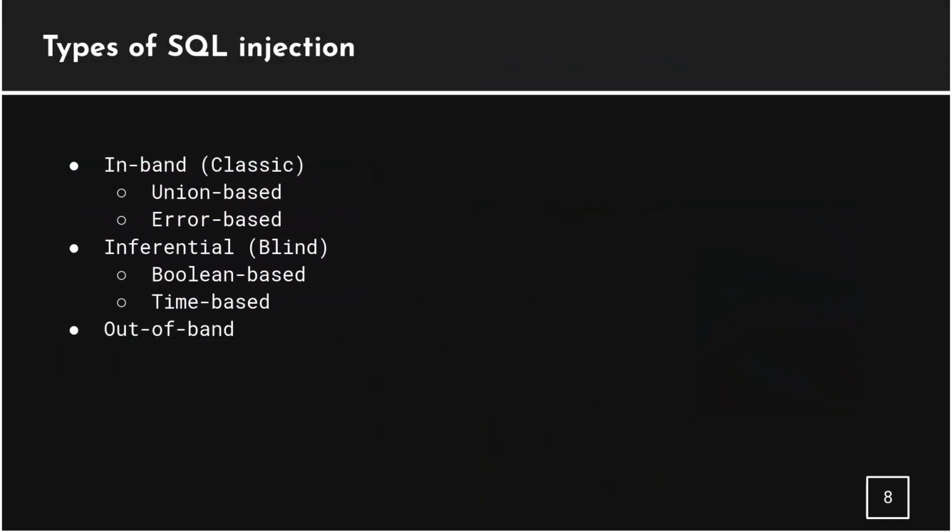So now let's move on to the types of SQL injection attacks. The first one is in-band SQL injection, which in turn has two types, union-based and error-based. Then we have the inferential type, more commonly referred to as blind SQL injection, which also has two types, Boolean-based and time-based. And finally, the last type is called out-of-band SQL injection.